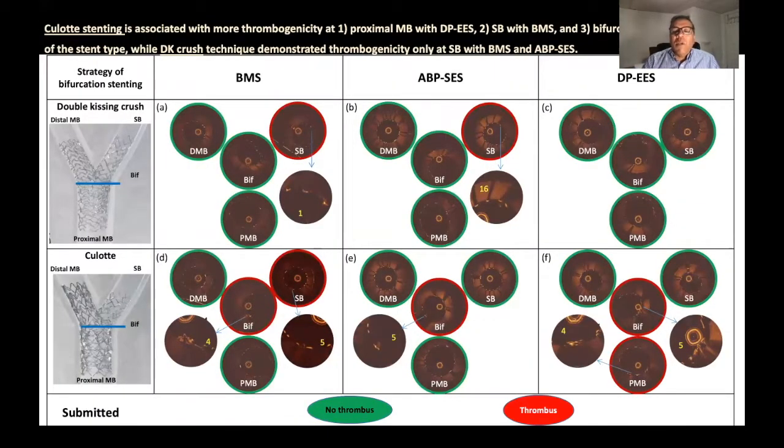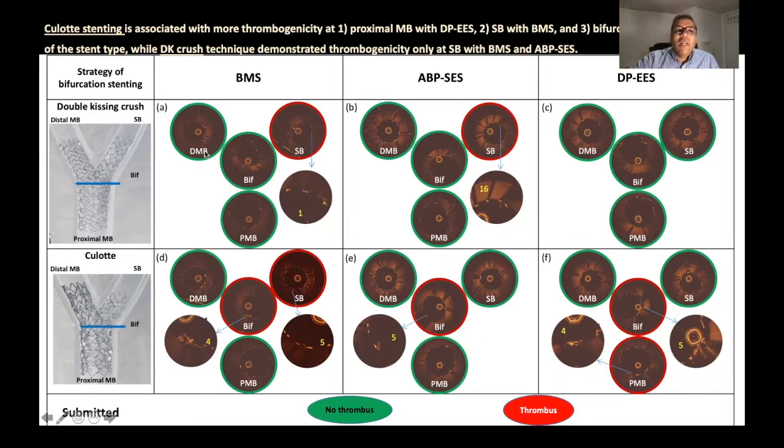So we have extended our observations, and this past year, what we have done is to evaluate two different drug-eluting stent platforms. We keep our bare metal stent as control. We use an abluminal polymer sirolimus eluting stent, and we also have this durable polymer everolimus eluting stent. So again, at the top row, what we have is our DK crush model. At the bottom, we have our culotte model. And in green circles, we are showing you the portions of the bifurcation with no thrombus, and in red, those areas of the bifurcations with thrombus.